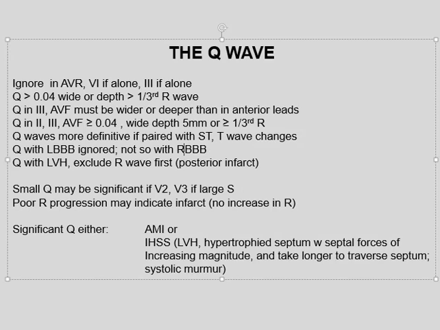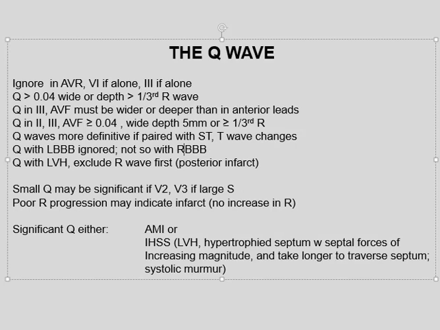A Q wave in a left bundle branch block is ignored, but not so with right bundle branch block. A Q wave with left ventricular hypertrophy, we must exclude the possibility of R waves first because it could indicate a posterior infarct. A small Q wave may be significant if V2 and V3 have large S waves, and poor R wave progression may indicate an infarct. Poor R wave progression meaning there is no increase in the height of the R wave as you progress from V1 to V6.